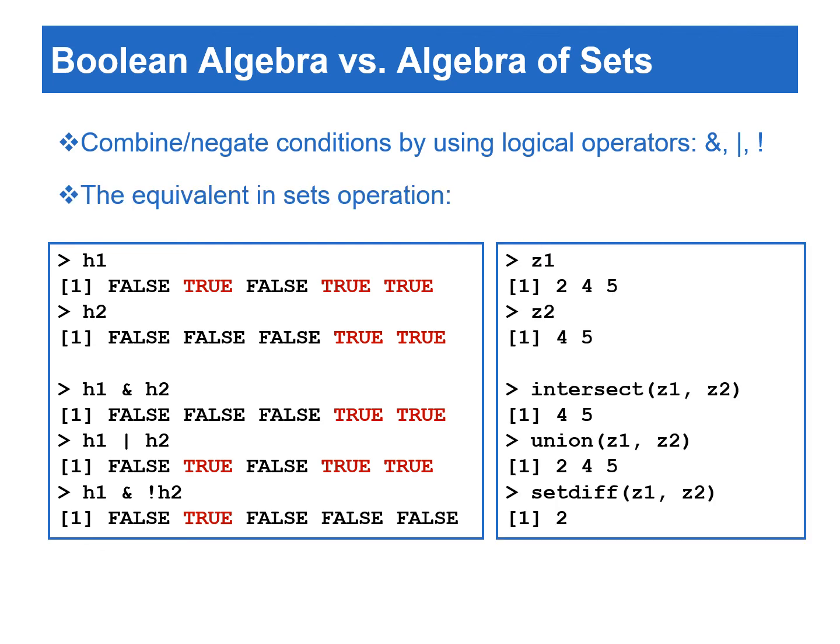From the previous slide, z1 and z2 are the integer representation of h1 and h2. The h1 and h2 operation is equivalent to using the intersect function applied to z1 and z2. The h1 or h2 operation is equivalent to using the union function for z1 and z2. The operation of h1 and not h2 is equivalent to the setdiff function for z1 and z2.